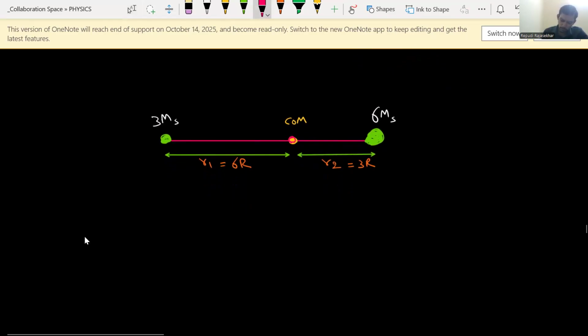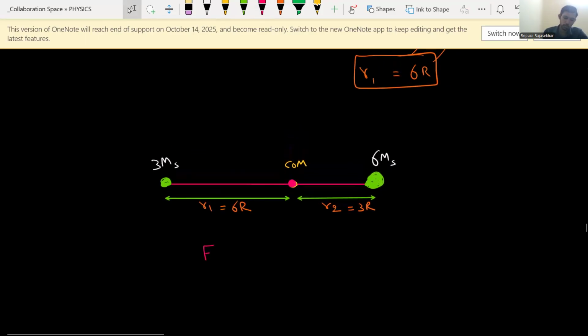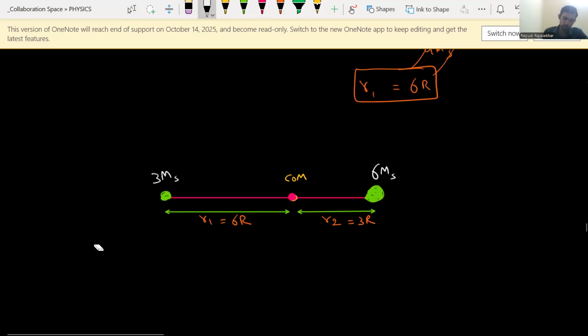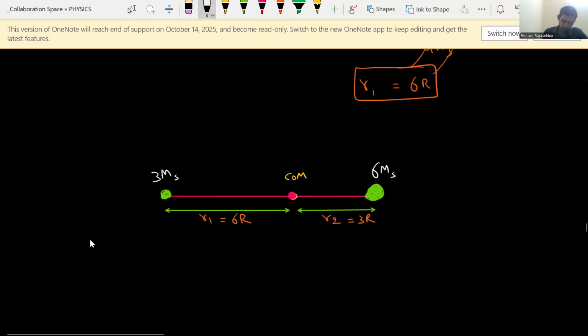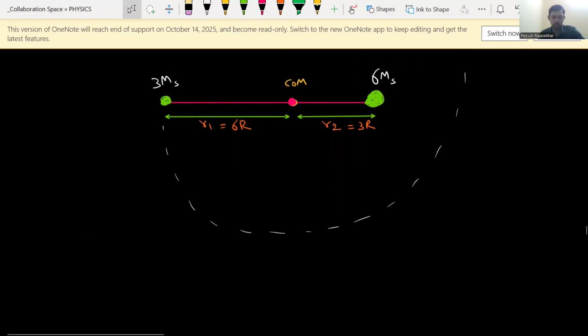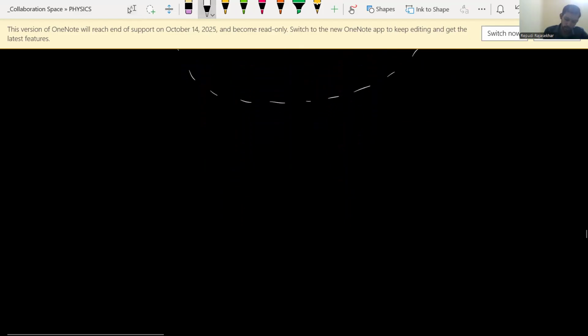3m is revolving around the center of mass. That means any particle which is revolving around this center of mass, what happens? A force acts towards the center. Basically it is revolving like this. This 3m revolves around the center of mass. The center of mass should be at the center of the circle here, right? It is revolving around the center of mass. So I will write here Fc, the centripetal force, should be equal to the gravitational force here.